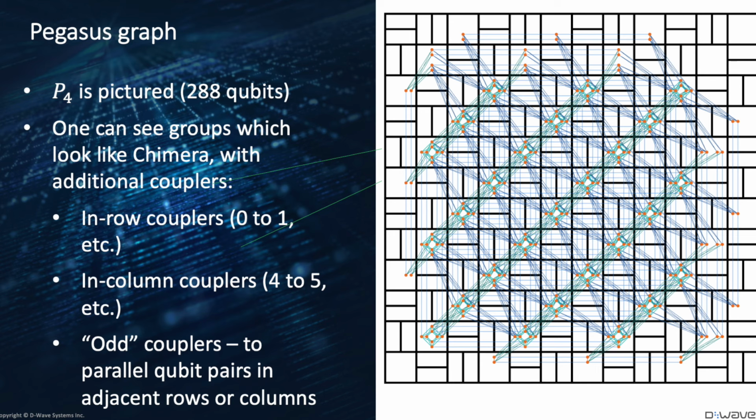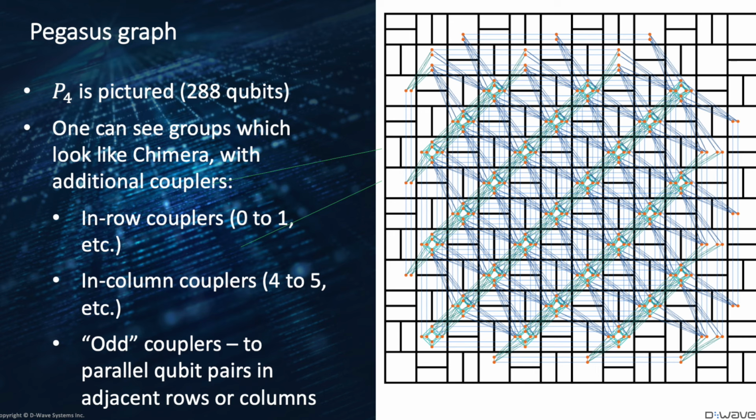There are 288 qubits in a P4 layout, and I should mention that the Ocean Toolkit has lots of functionality designed for being able to visualize the Pegasus graph architecture. So you can look in the documentation for that. But as I mentioned a moment ago, one can see groups which look like Chimera, but here's one key thing that's different. Hone in on that little Chimera-looking thing in the lower left.